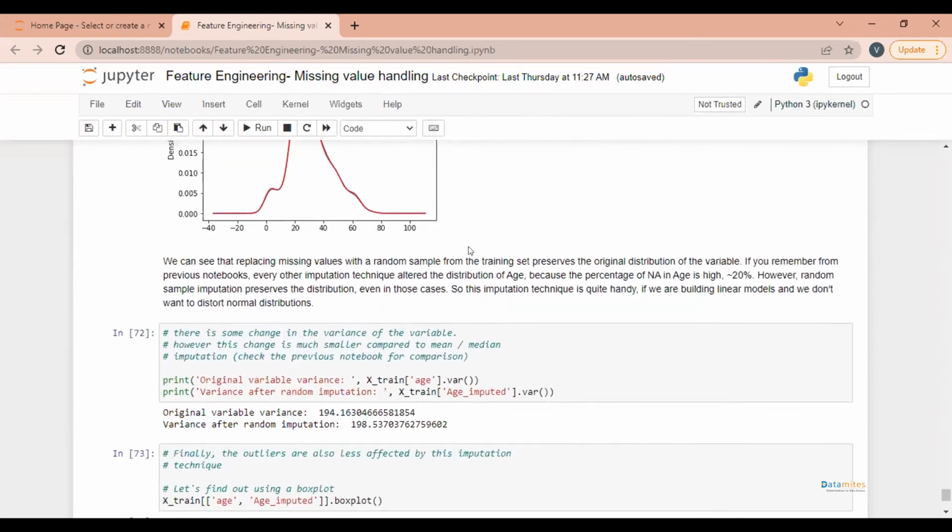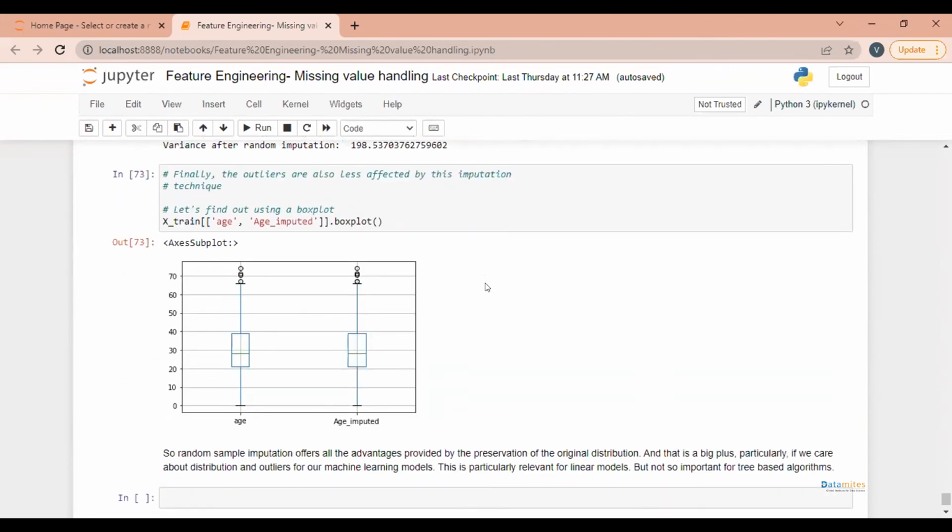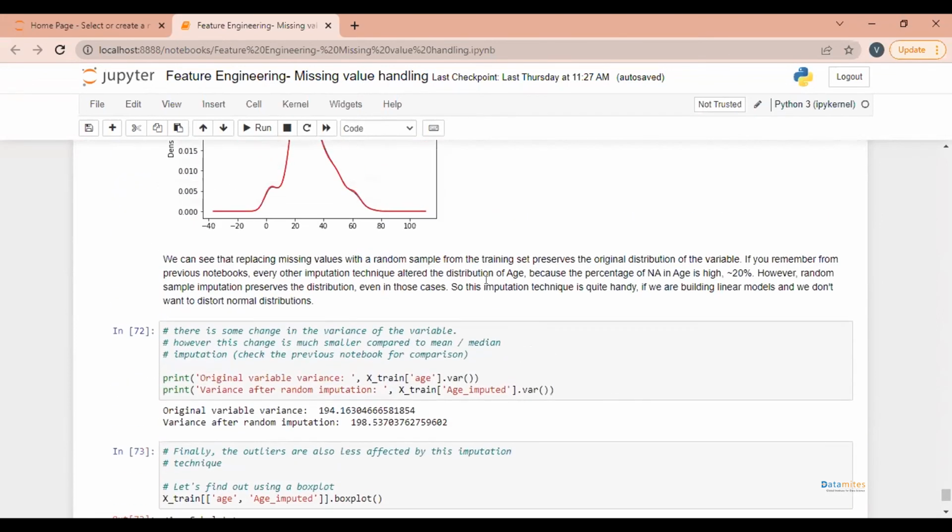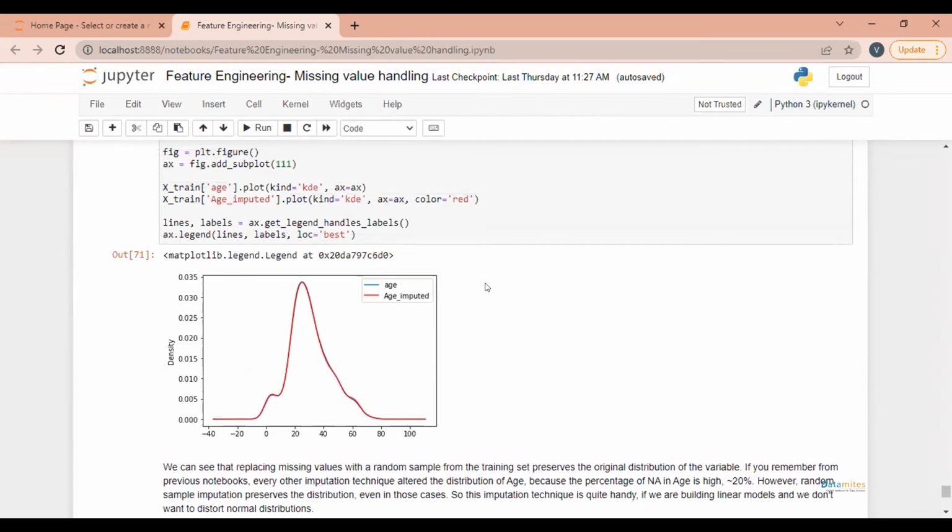So as you see here, random value imputation is again good for any percentage of missing values. We can go for this technique.